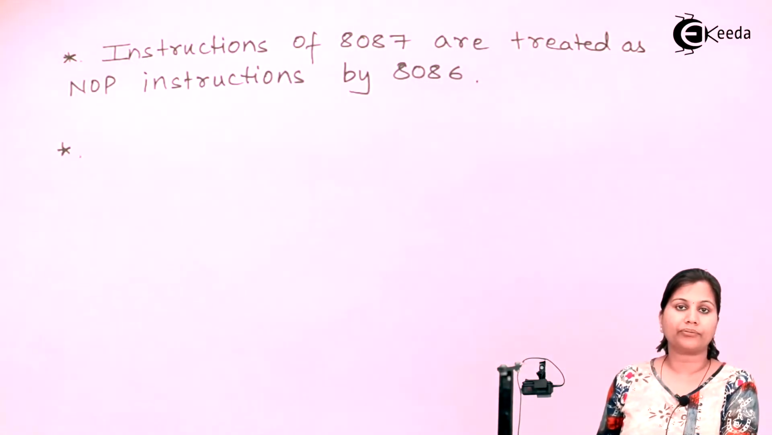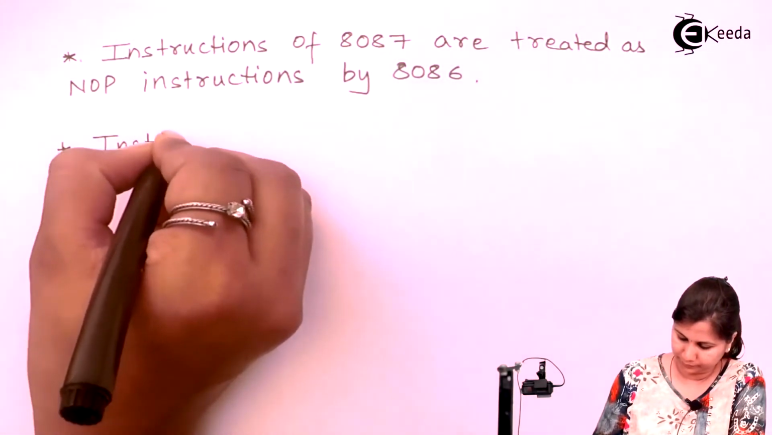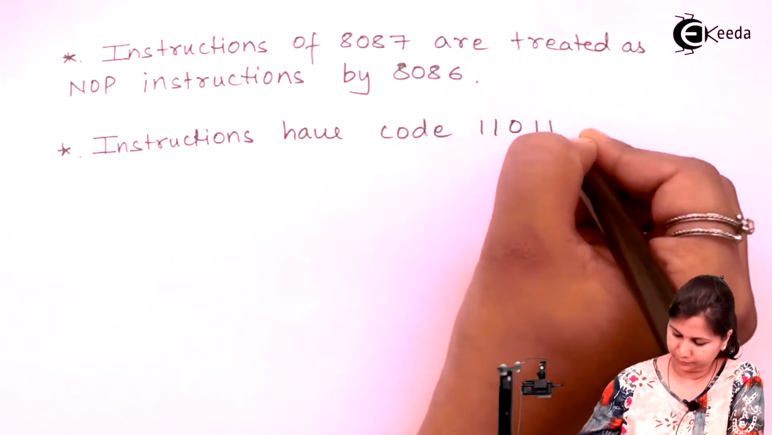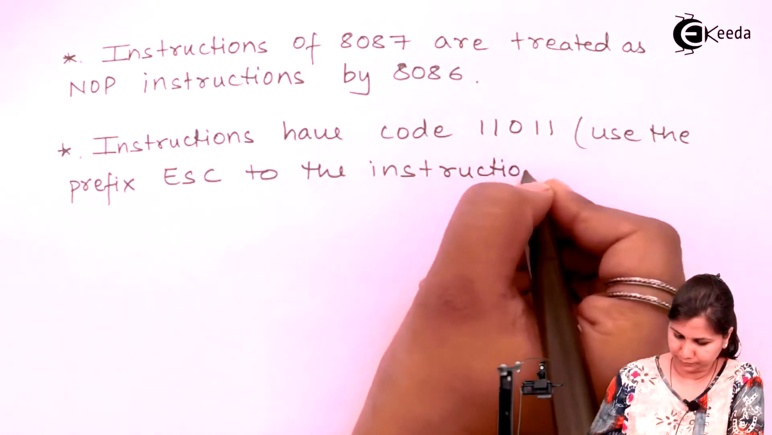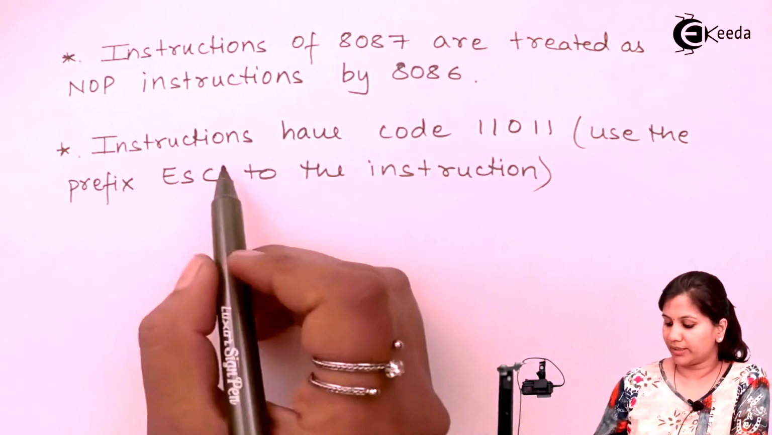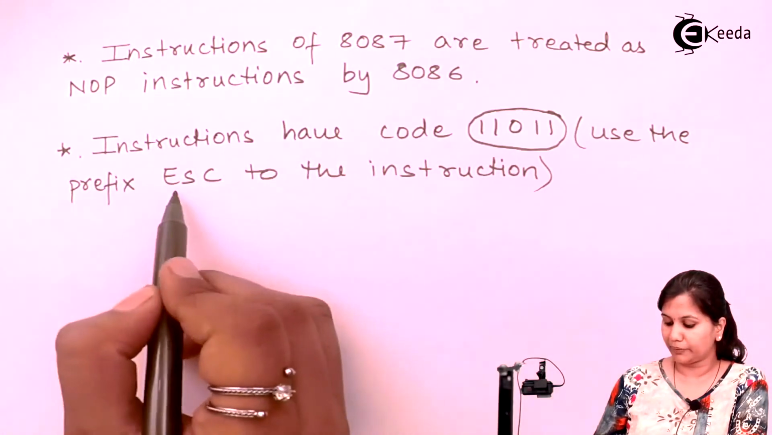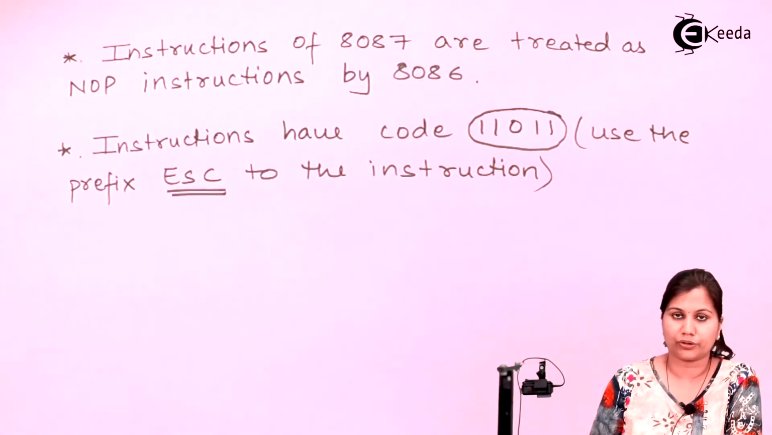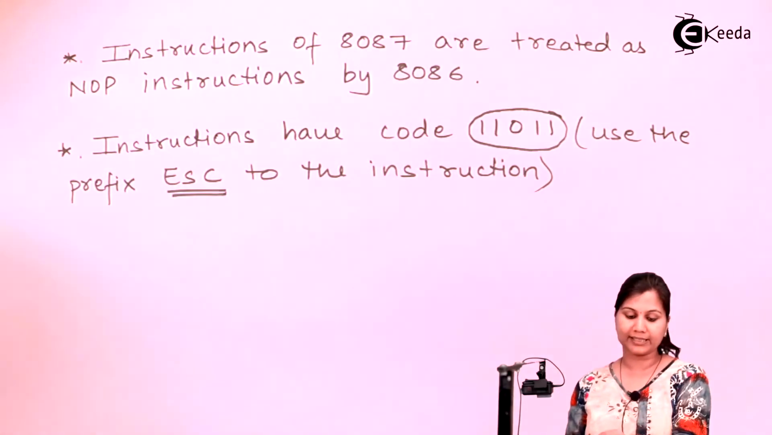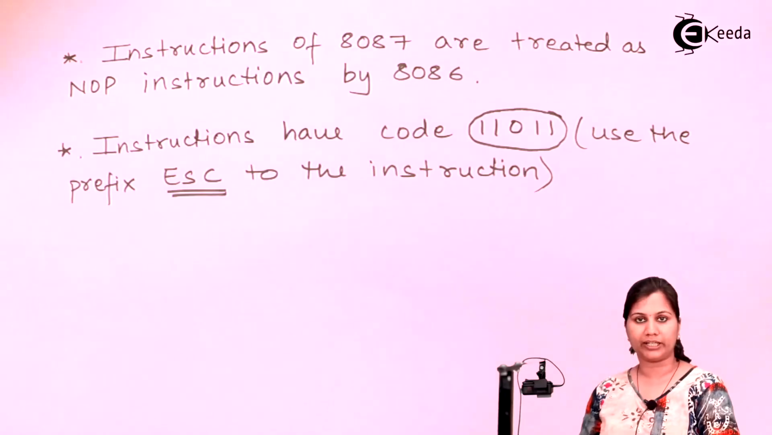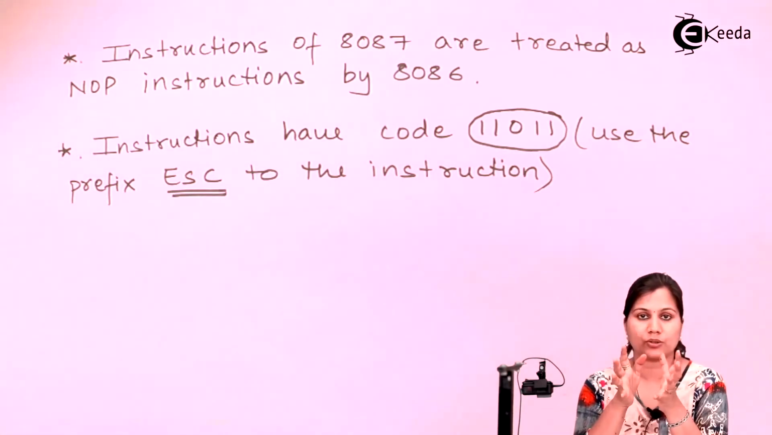Now all the instructions of the 8087 coprocessor come with a code. All the 8087 instructions have the code 11011. How is this code given? This is the first byte of the instruction, given by using the prefix ESC, escape, to that instruction. By giving that prefix, it will have the code 11011, which helps the microprocessor identify that it is an 8087 instruction and not an 8086 one. In this way, the processor and the coprocessor work in association with each other.